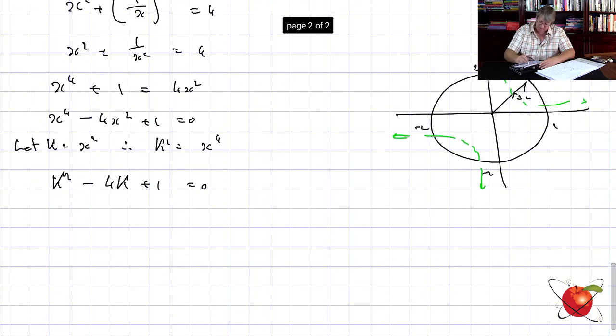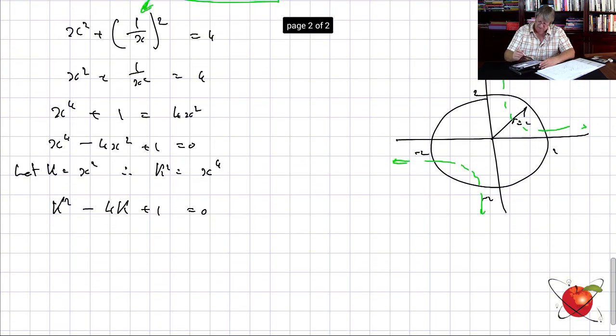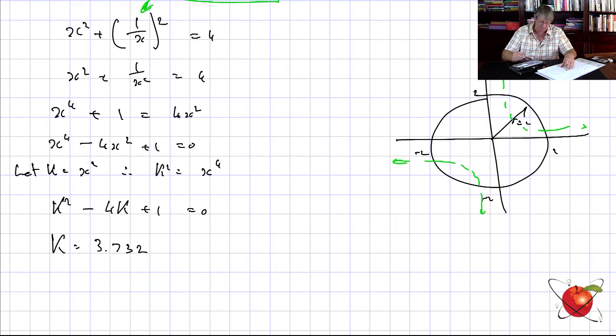K in this case comes out to be equal to 3.732, or k equals 0.267. Okay, I just used the calculator to work that out for me. You'd have used the formula or used the calculator to do so.